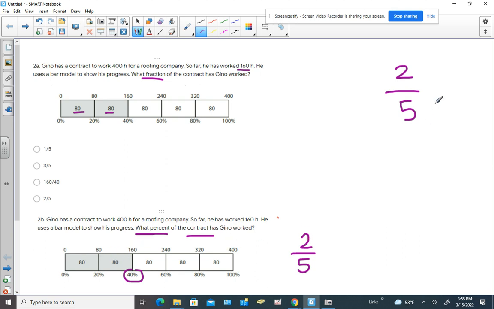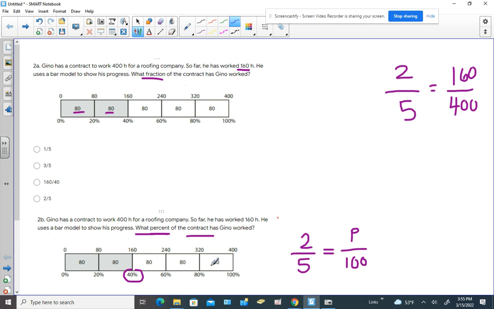Because did you know that 2/5 is equal to 160 over 400? These two ratios are equivalent. We can use either one of these. Let's use the simplified version. When we talk about percent, anytime they say what percent, they want to know what number over 100, because remember, percent is something out of 100.